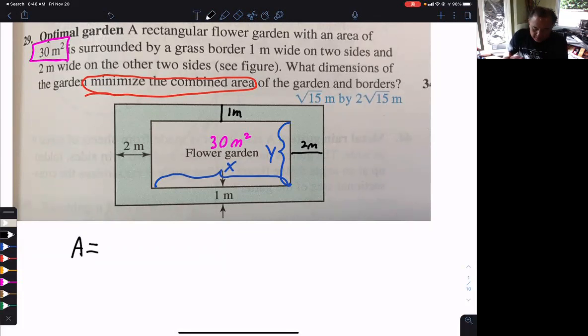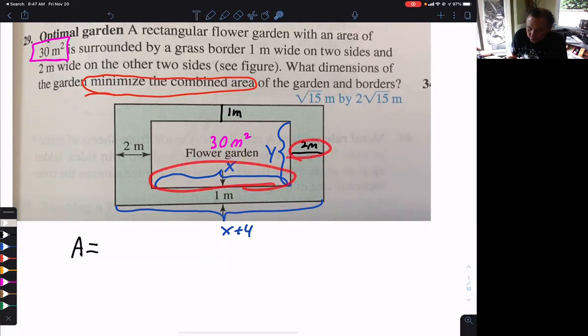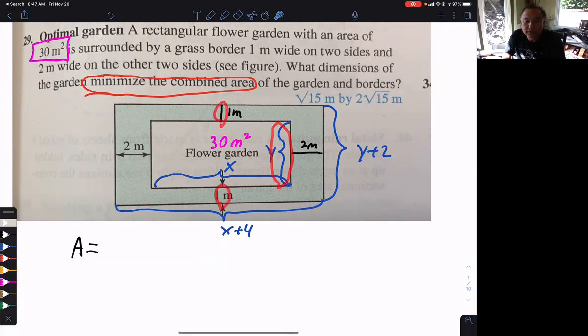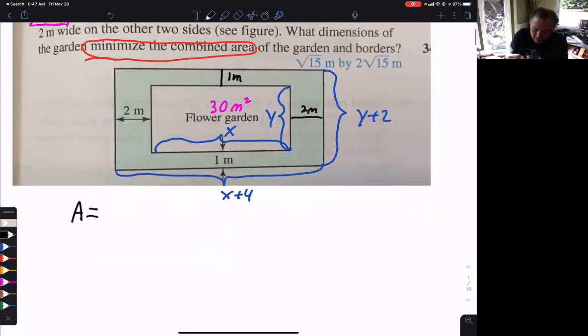But the area of the whole thing. So now, how far is it from here to here? You should see that's X plus 4. Because you have X and then 2 more on each side, so it's X plus 4. And then you ask yourself, what's the distance from here to here? That's going to be Y plus 2. Why? Because this is Y, and you have 1 more on each side, so it's Y plus 2. So now we have the area of the whole thing is going to be base times height, X plus 4 times Y plus 2. That is what we're trying to minimize.